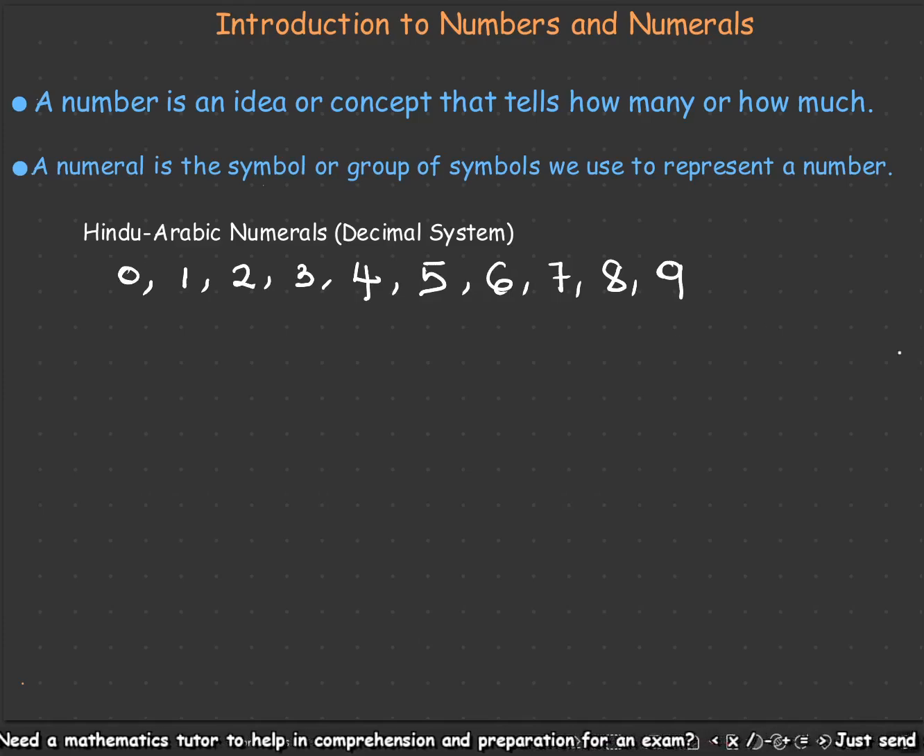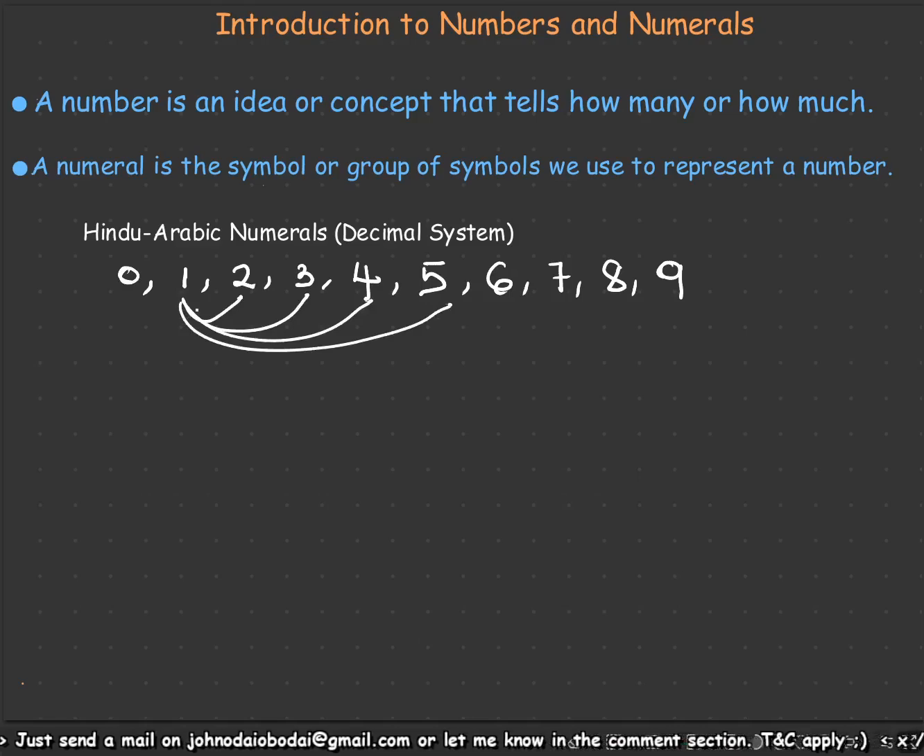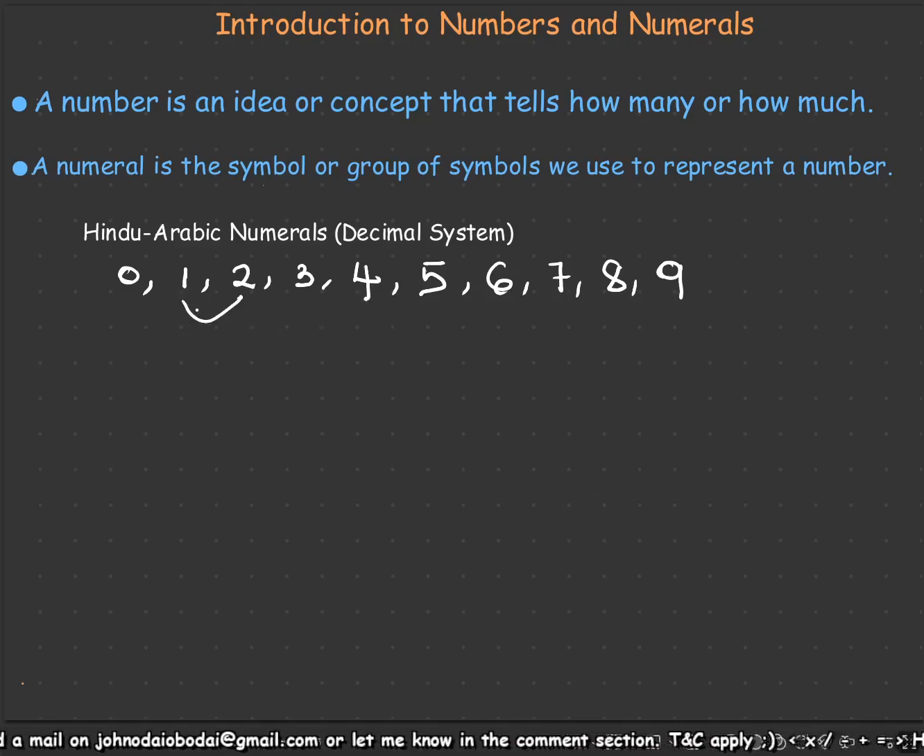That is, from 9 we go to 10, and 10 is made of 1 and then this 0. Then from there you go to 11. 11 is just a double of 1. Then 12, that is 1, 2, 13, that is 1, 3. It goes in that order. You get it? So this is the Hindu Arabic system.